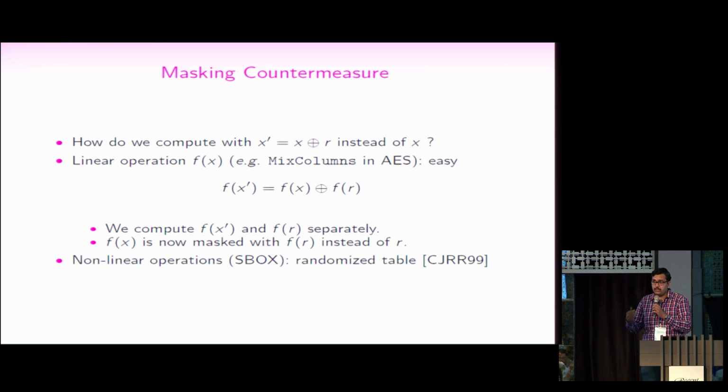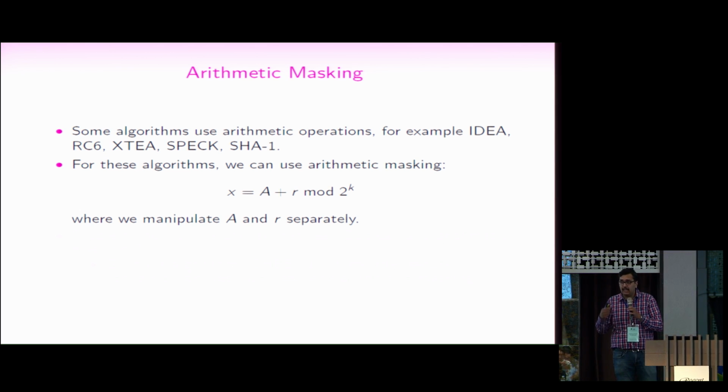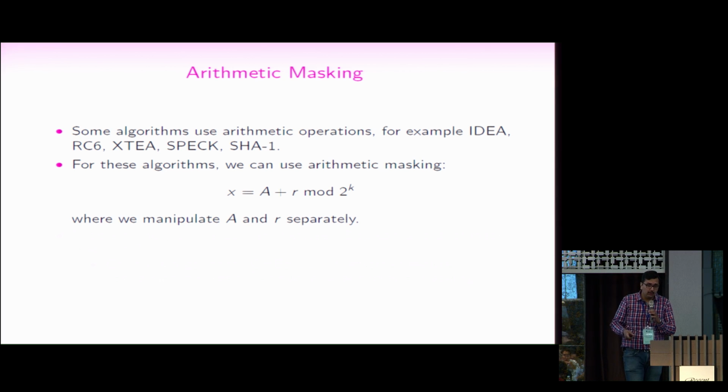One of the very first countermeasures to mask an S box is the randomized table method by Chari and others. So far, in the example, what was discussed was Boolean masking, but some algorithms, for example the ciphers IDEA or RC6 or SPECK or even SHA-1, require arithmetic operations. So in these cases, it makes sense to also use arithmetic masking due to efficiency.